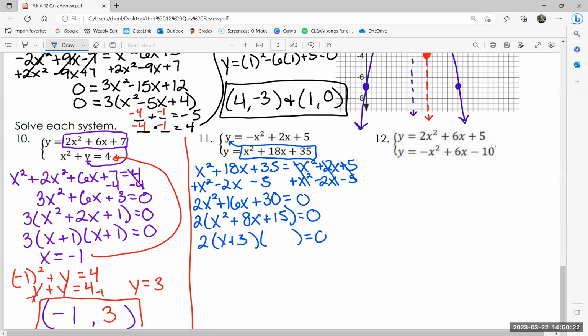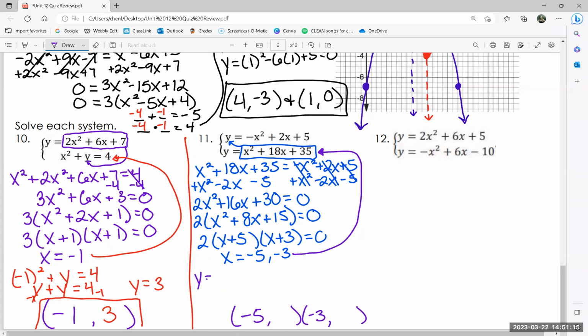So we'll have x plus 5 and x plus 3. Okay, so our two x value solutions are going to be at -5 and -3. I am going to plug these back in. I don't think one equation looks significantly easier than the other. I'm going to go back into this bottom equation just because I like to keep things positive. So we'll have a coordinate point at -5 and a coordinate point at -3.